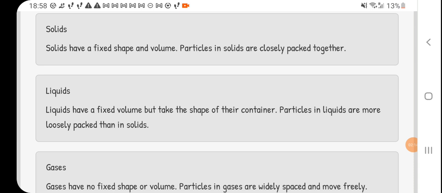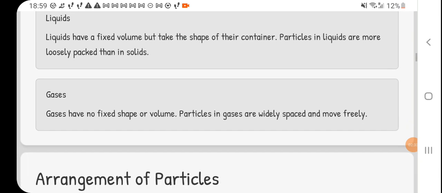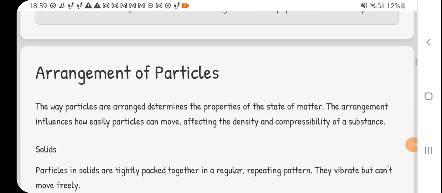Solids. Solids have a fixed shape and volume. Particles in solids are closely packed together. Liquids have a fixed volume but take the shape of their container. Particles in liquids are more loosely packed than solids. Gases have no fixed shape or volume. Particles in gases are widely spaced and move freely.